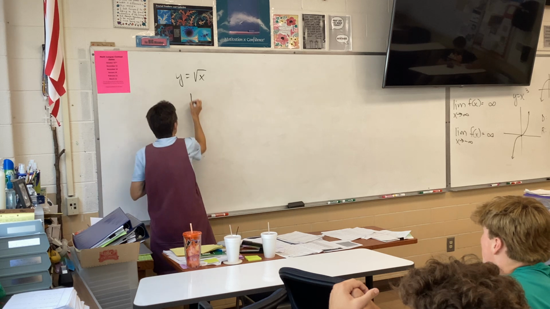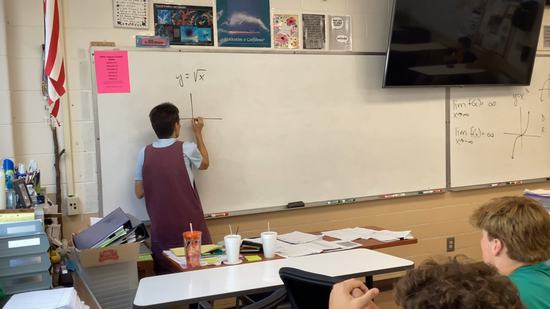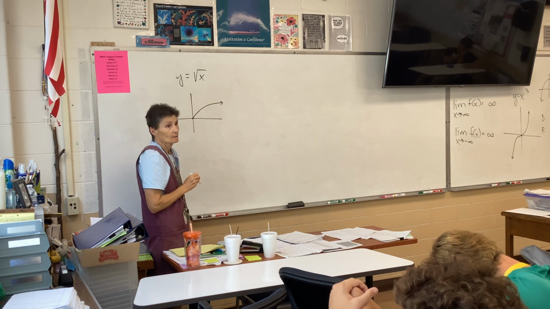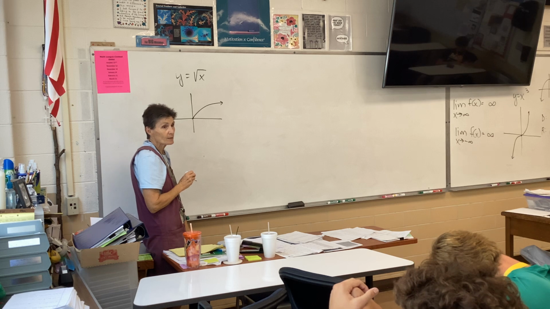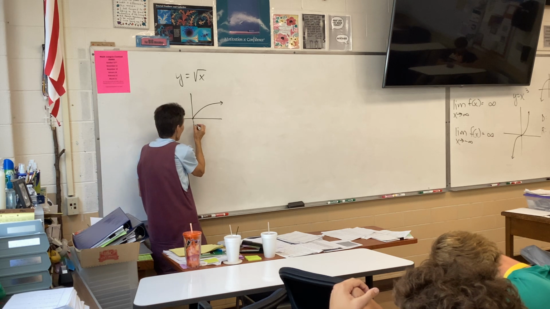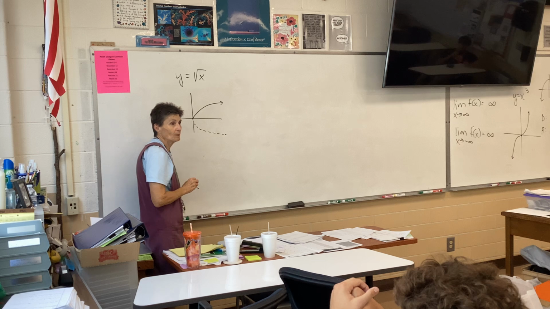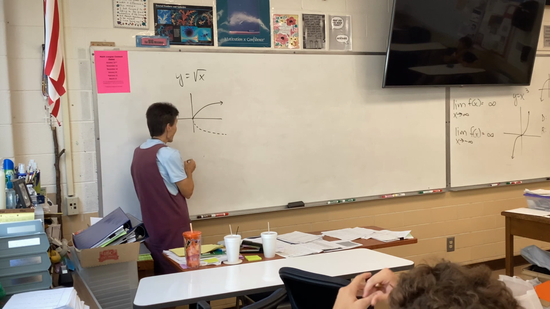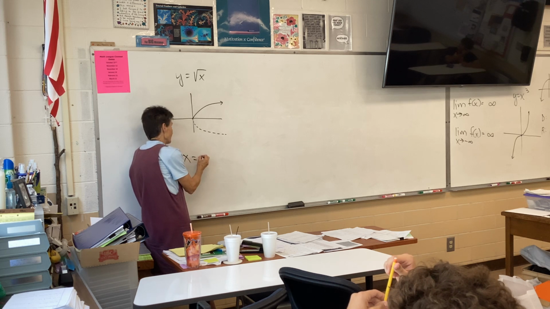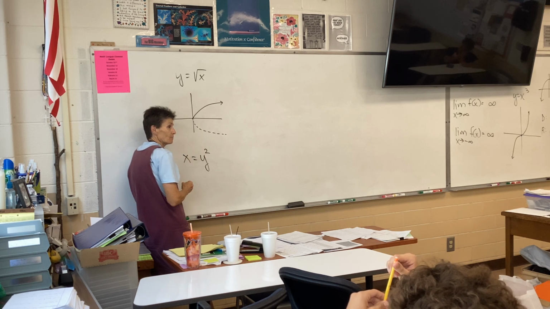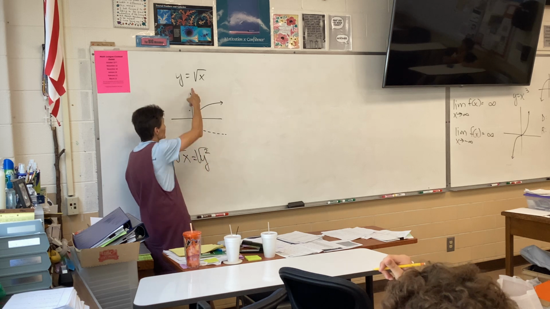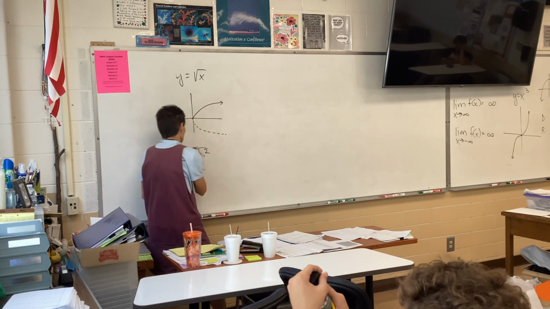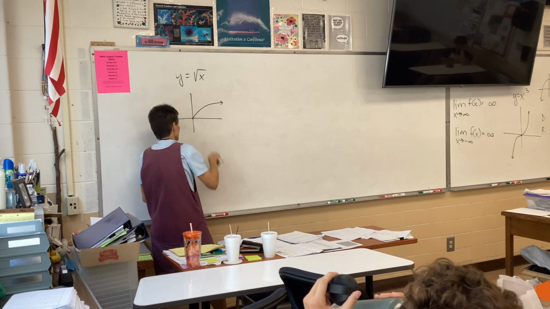But the shape will always be the shape. And the shape is this, which you'll notice is the top half of a parabola opening to the right. Because a parabola opening to the right has this equation, and if you square root both sides, you get that equation, right? So that's that. All right, what is my domain?